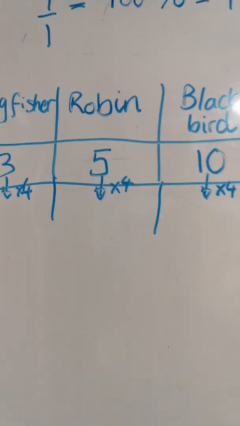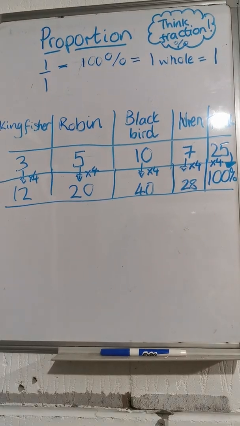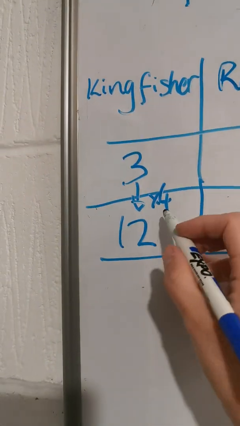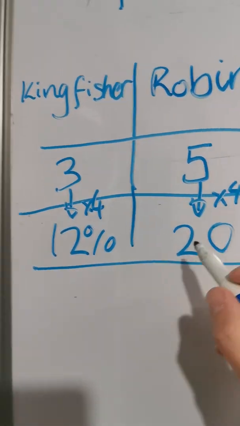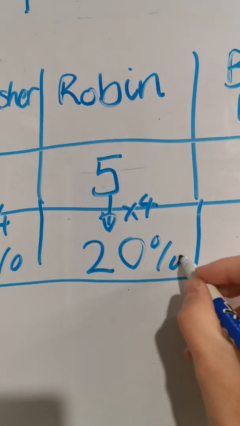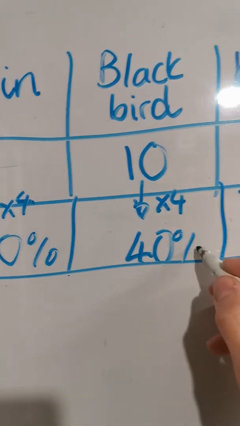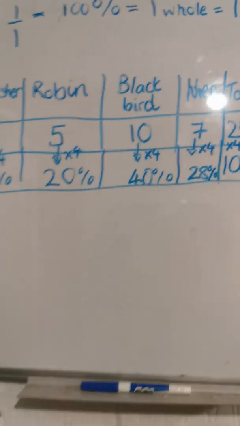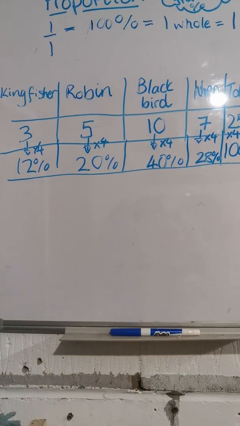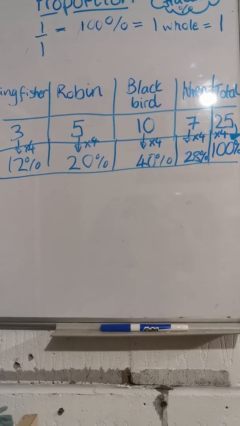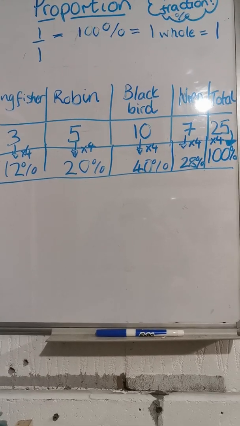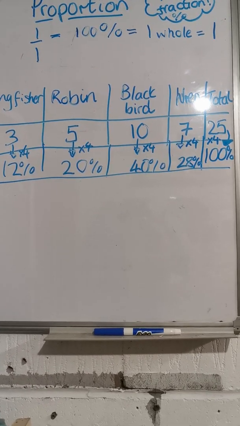Can you work out all of the totals? Hopefully you've got the answers that are below. So we end up with 12% were kingfishers, 20% were robins, 40% were blackbirds, and 28% were wrens. Now, if you add up 12%, 20, 40 and 28%, you will get 100%. I'll give you a moment just to check that by doing a quick addition.